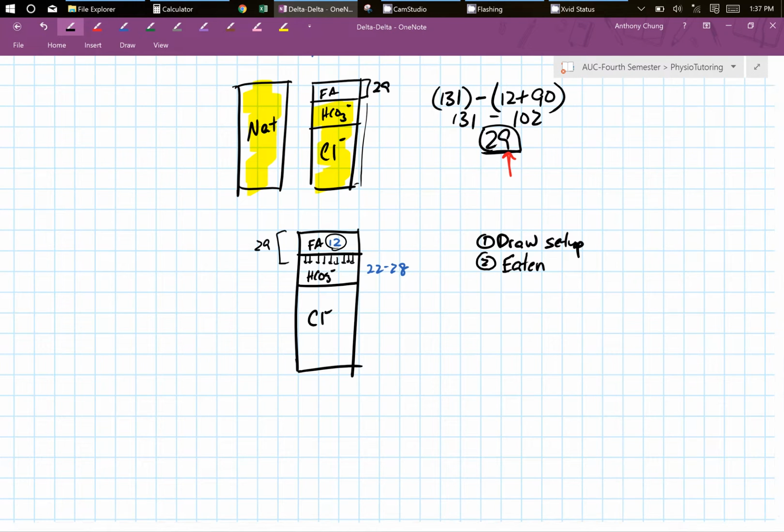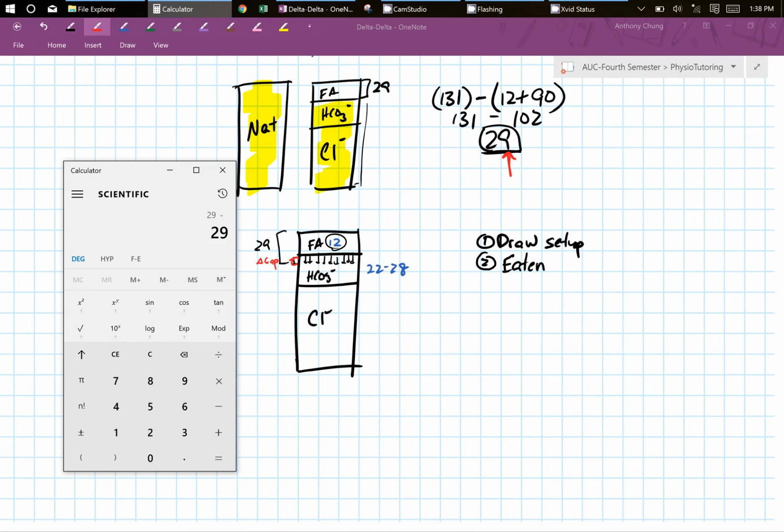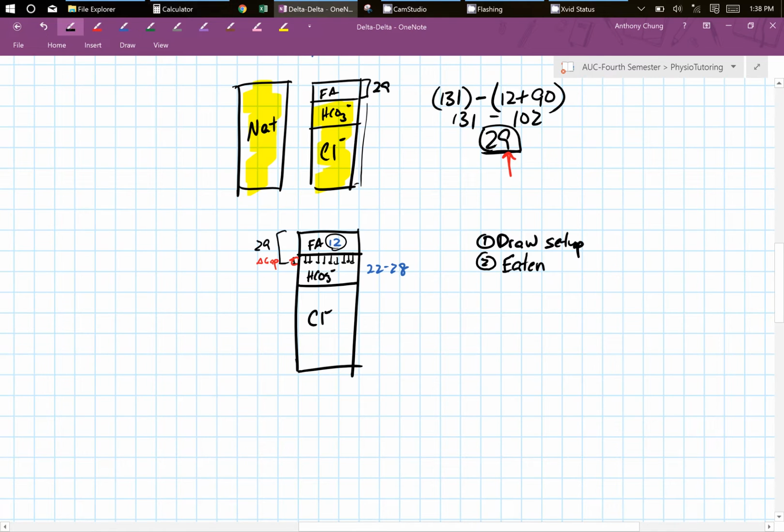So what is this area over here? Remember what that area was? That was called your delta gap. So let's figure out your delta gap. 29 minus 12, 17. So that's how much you're eating up.